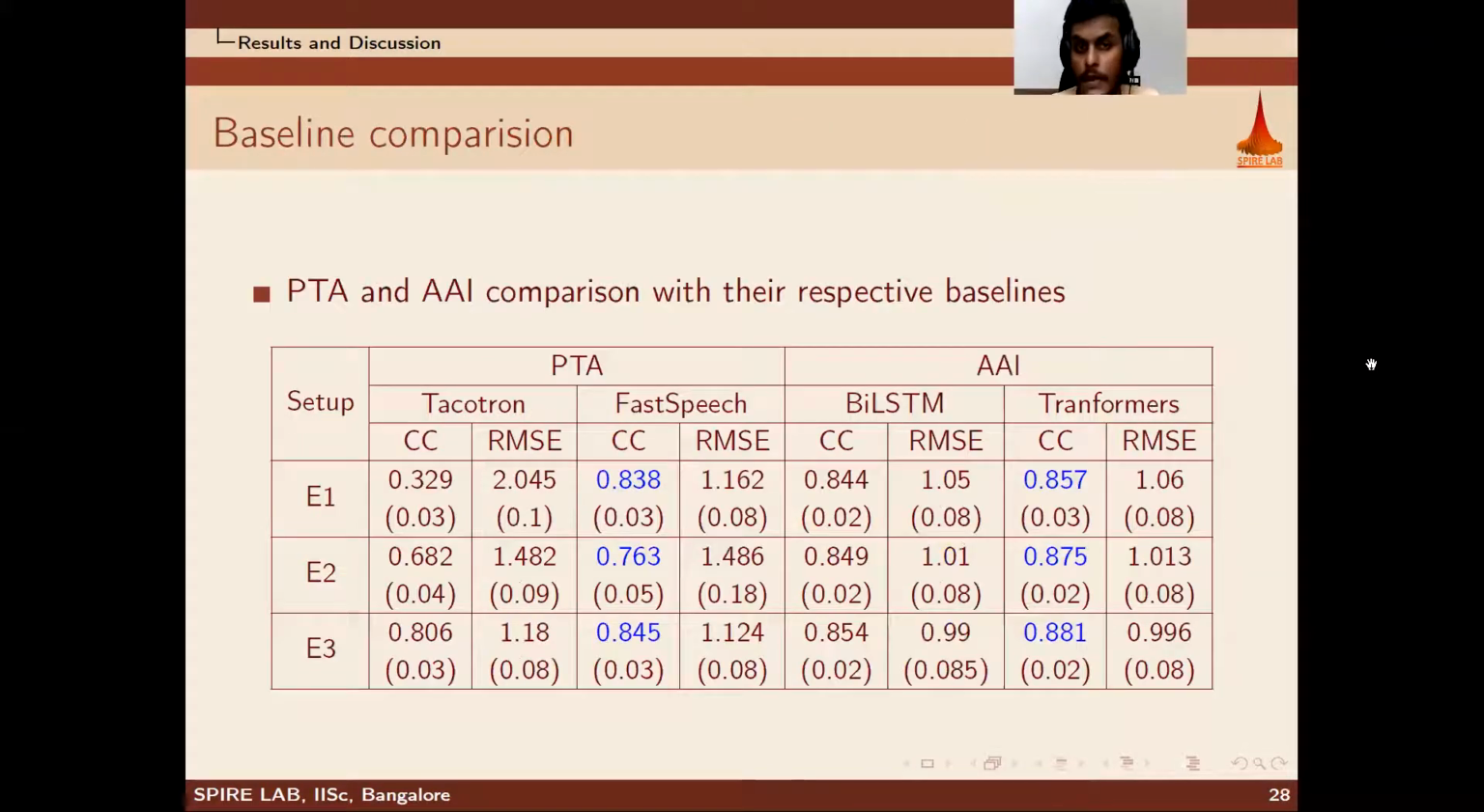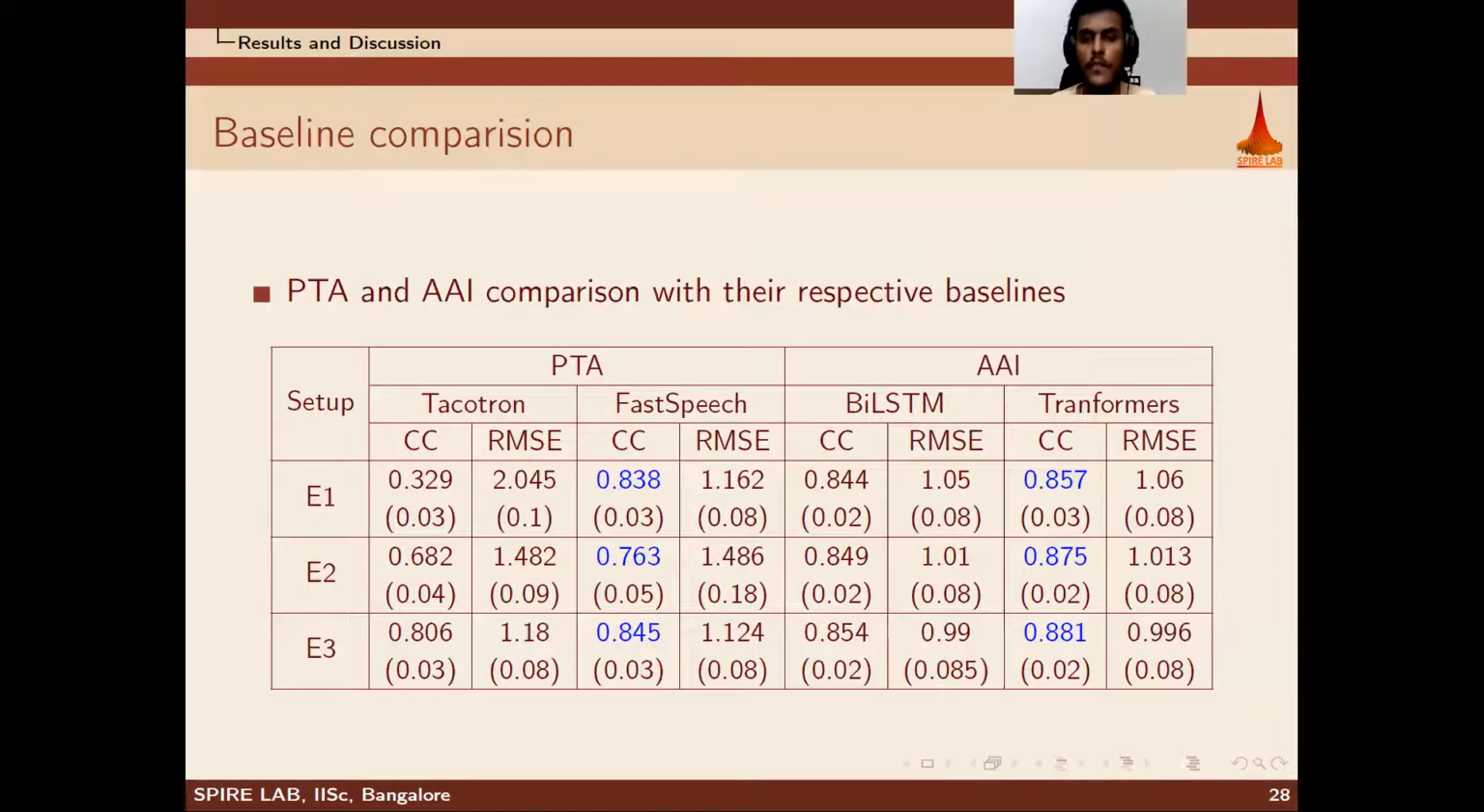Now looking at the baseline comparisons, let us first look at the PTA baseline comparison between Tacotron and FastSpeech. Here we find that for setup E1, FastSpeech has a lot of improvement over Tacotron, and this can mainly be attributed to the explicit duration predictor in FastSpeech, whereas Tacotron uses an alignment to learn the duration model, and this needs a lot of data to train from. Now looking at setup E2 and E3, we find that there are still improvements in the FastSpeech results in this case as well.